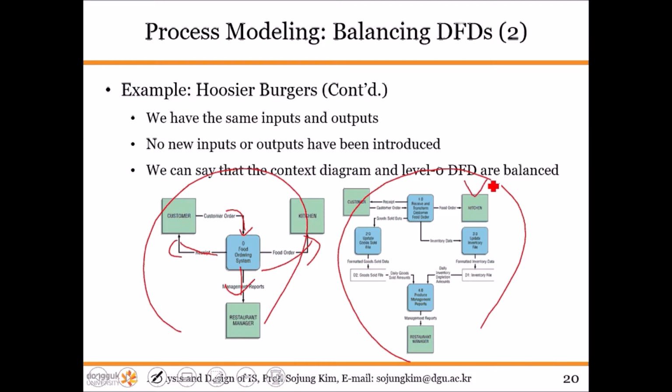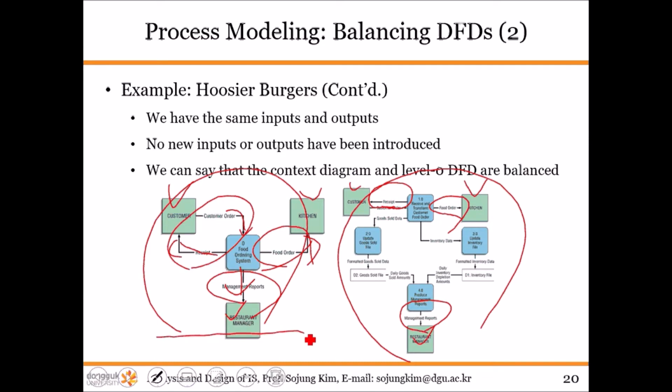Why? Because everything is still the same, right? And this interaction is the same, okay? And this one is still the same, and food order is 1, right? So the number of data flows is also the same, right, as in the context diagram?